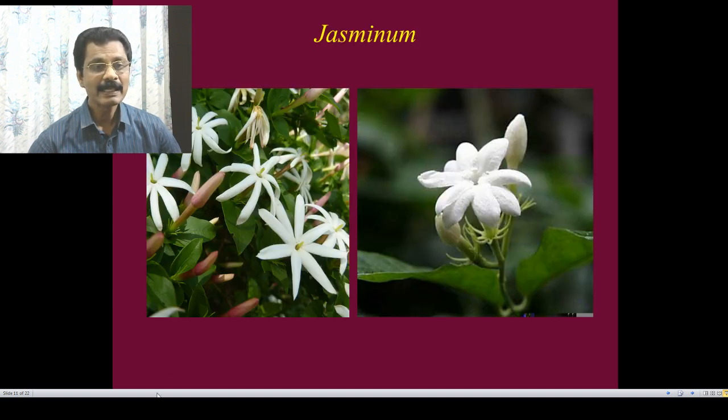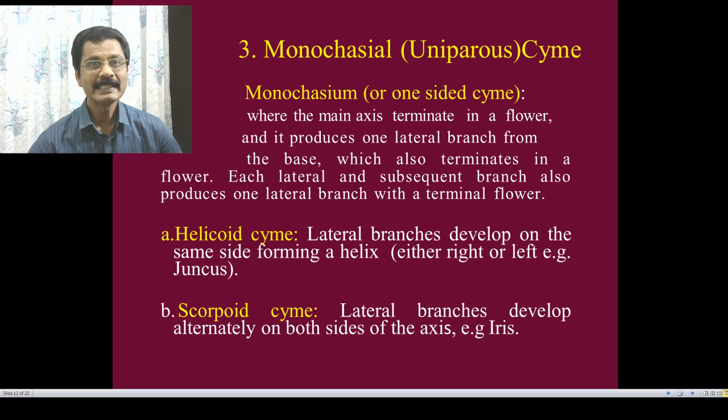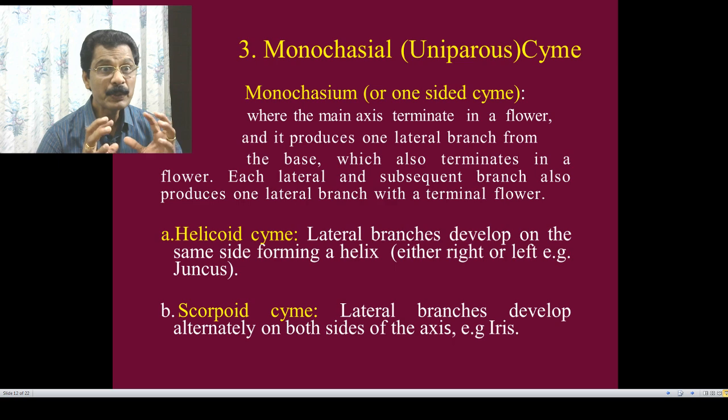Here you can see jasminum, three flowers. The oldest at the top will open first, and then the two lateral branches. And the cymule means three pedicellate flowers. Right? Typical example is jasminum. Okay. Then monochasial cyme, otherwise called uniparous.